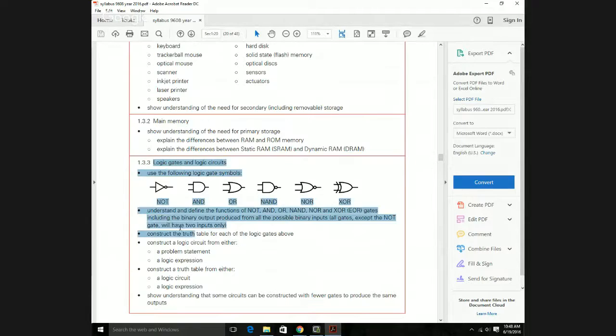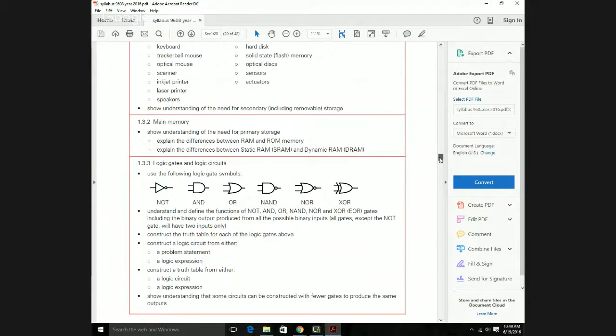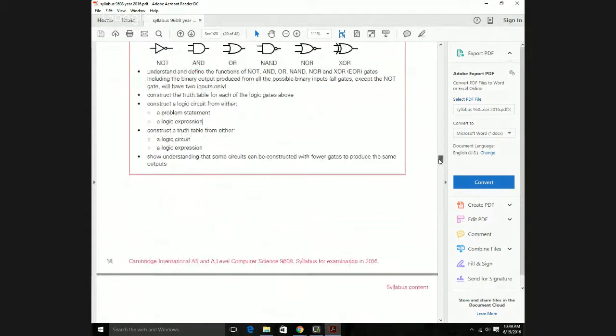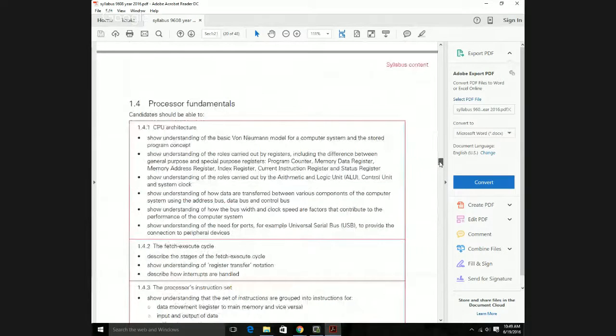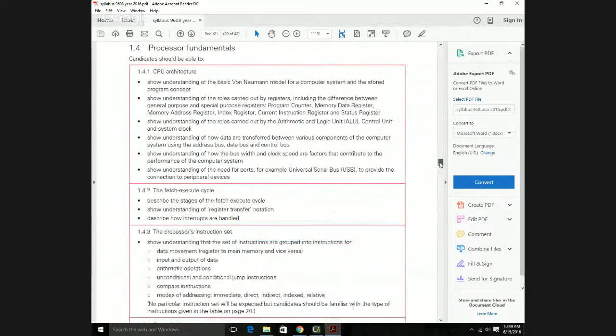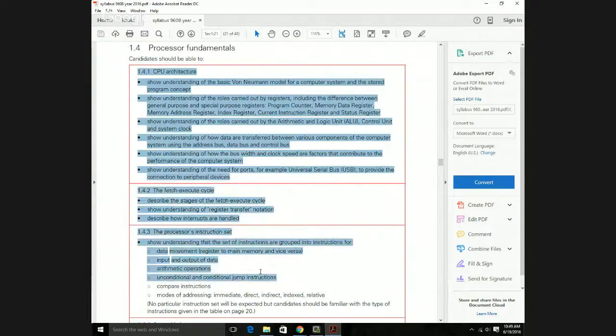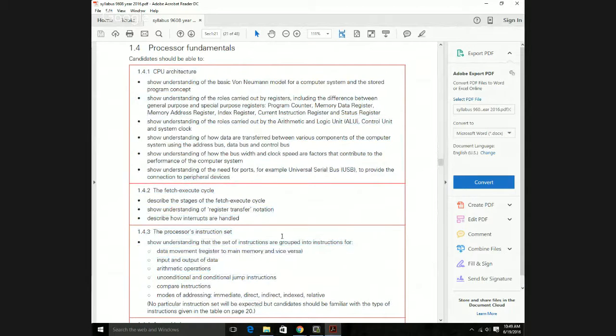Logic gates, it's almost the same as O levels. Maybe there could be one or more things that are extra. Most of it is just the revision of all. Then the CPU architecture, that is 1.4, and then the fetch execute cycle, the process instruction cycle. This topic needs to be covered with great interest and attention because when people start the classes with this thing, this needs to be done.